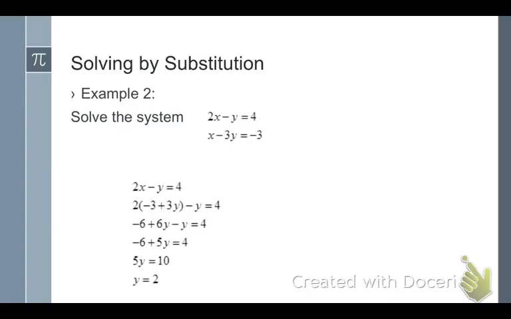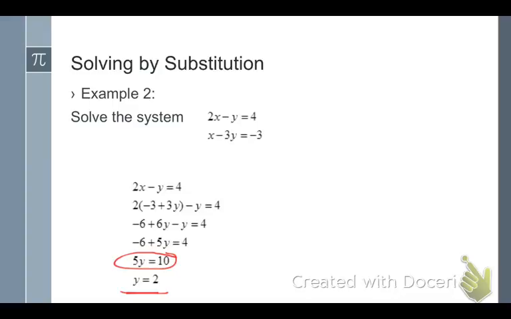And I did that typed out here. You can see I put it in parentheses because I want to multiply the 2 times the entire value of x, so I have to put the value of x in parentheses. When I multiply 2 by -3, I get -6. 2 by 3y, I get positive 6y. Now I group like terms. I have a 6y minus another y, so that leaves me 5 y's right here. And then I'm left with the -6 by itself. I add 6 to both sides, and I get 5y equals 10. Divide by 5, I get y equals 2.